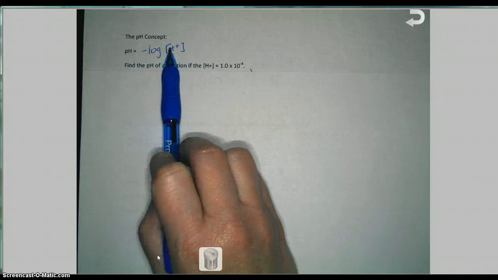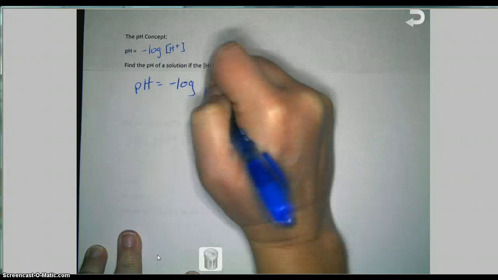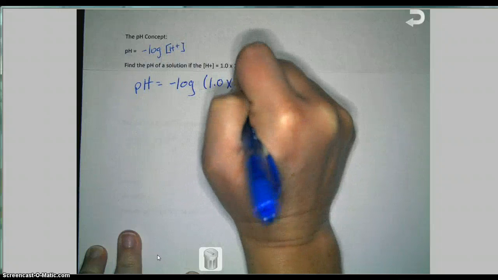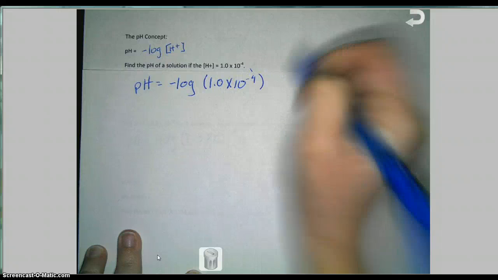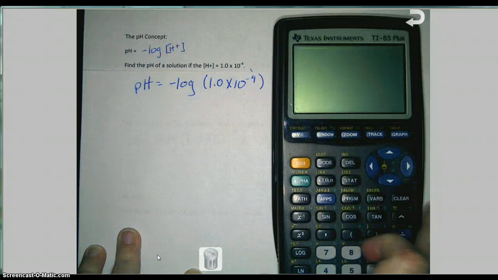Okay, here we go. We know that pH equals negative log of the hydrogen ion concentration. So here's our question. Find the pH of a solution if the H plus concentration is 1.0 times 10 to the negative 4th. So we're going to say pH equals negative log 1.0 times 10 to the negative 4th. Okay, now if you have your calculator, here's what you're going to do.